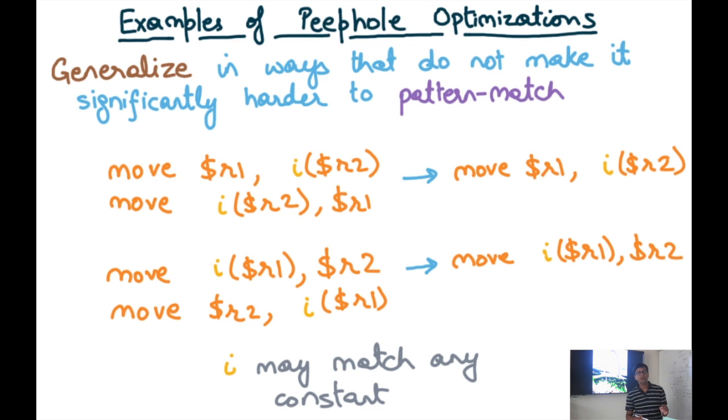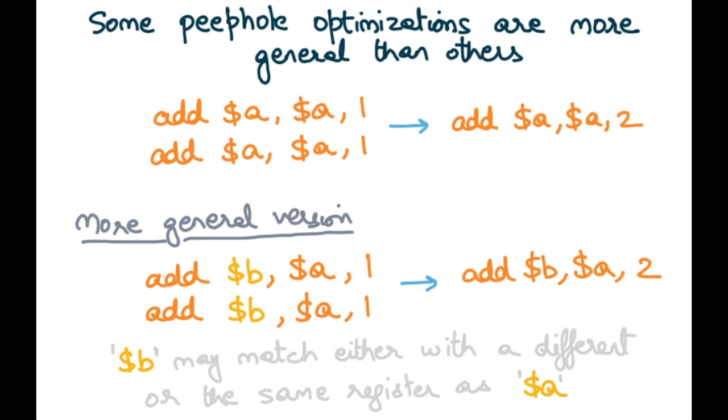optimization rule. The pattern matcher now only needs to check whether this is a constant or not, and then create an association between I and that constant and make sure that the same constant is used in the second instruction as well. And so the two rules that I showed in the previous slide with memory operands can be generalized using the displacement constant I instead of the displacement constant 0 that was shown on the previous slide. Notice that I may match any constant.